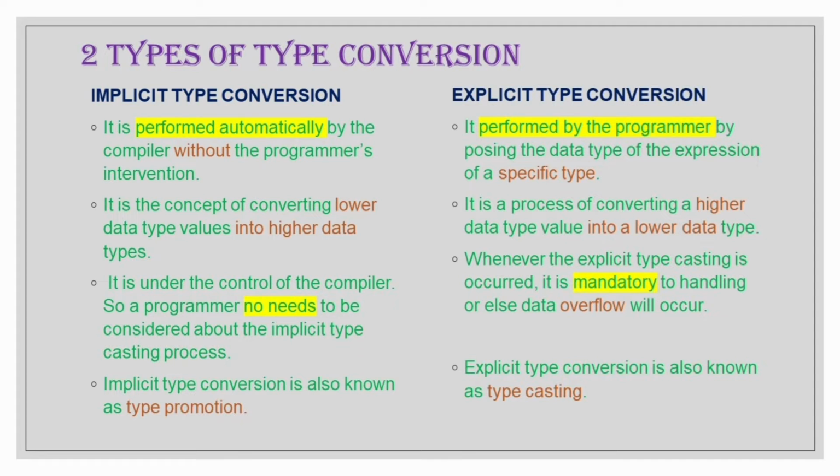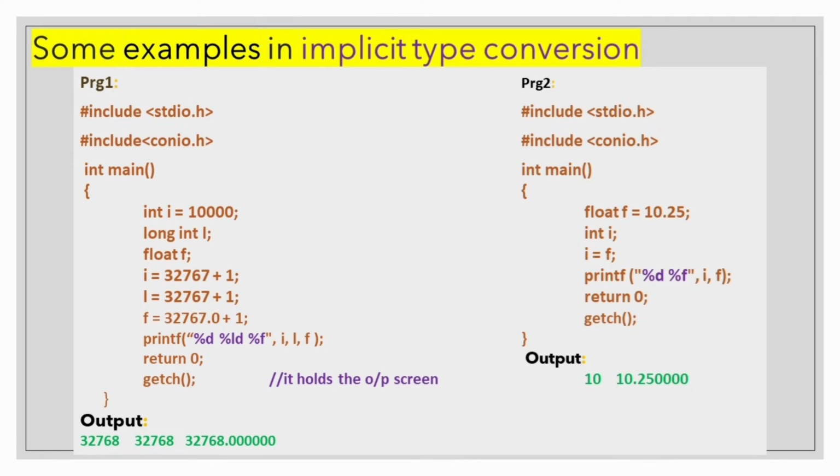Implicit type conversion is under the control of the compiler, so the programmer need not worry about it. Whenever explicit type conversion occurs, it is mandatory to handle it, or else the data will overflow. Implicit type conversion is also known as type promotion, whereas explicit type conversion is also known as typecasting. Now let's see some examples of implicit type conversion.